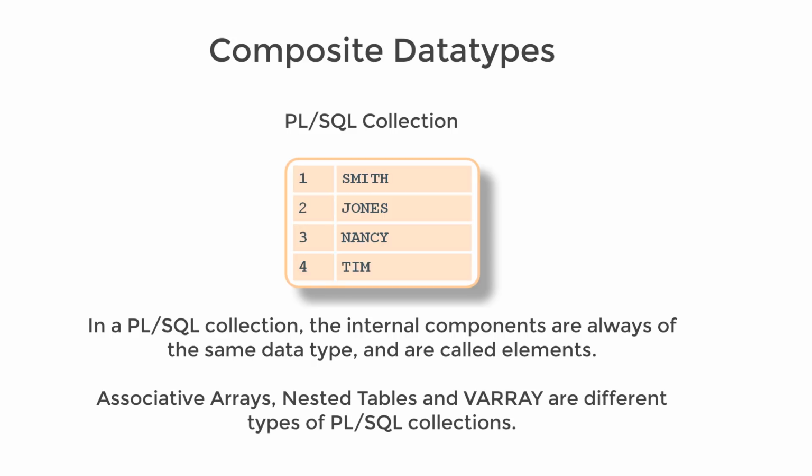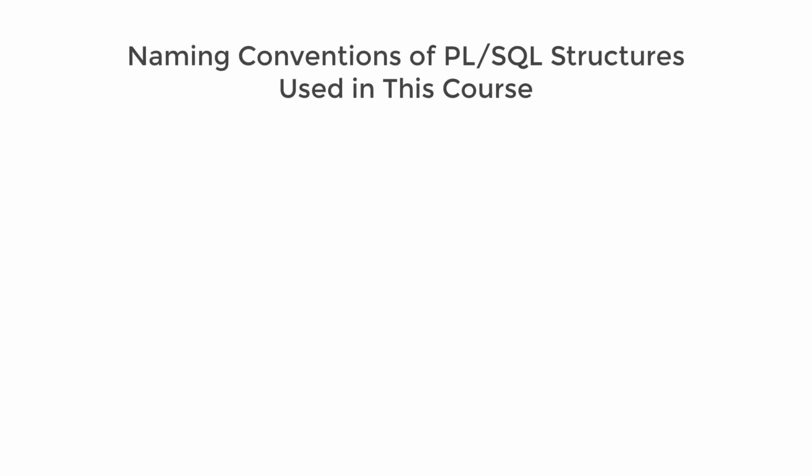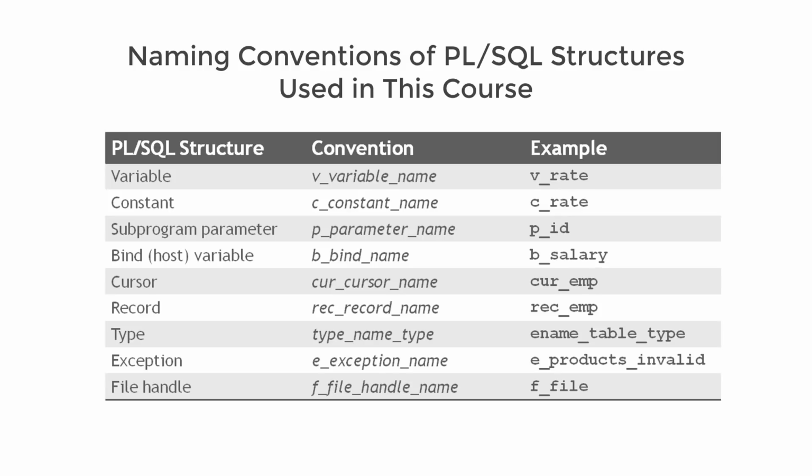Associative arrays, nested tables, and VARRAY types are different types of PL/SQL collections. You will learn about PL/SQL records and collections in further lessons of this course. As we already discussed earlier, it's always advisable to follow naming conventions while declaring PL/SQL variables so as to avoid any naming ambiguities. The table on the screen displays some examples of the naming conventions for PL/SQL structures that are used in this course.